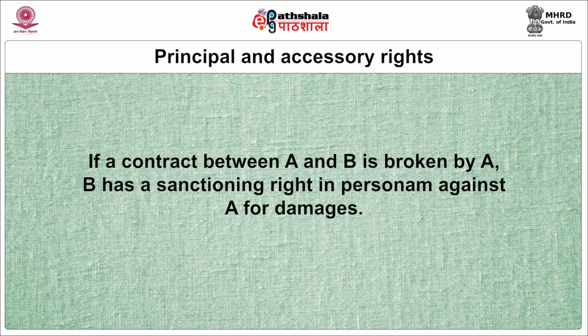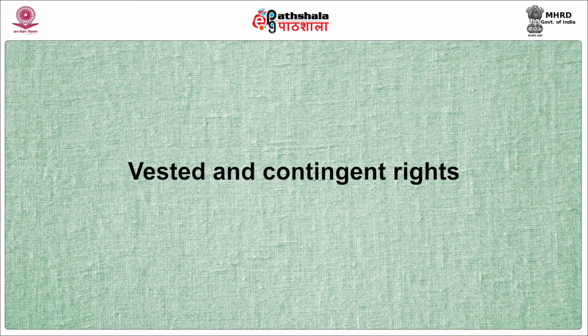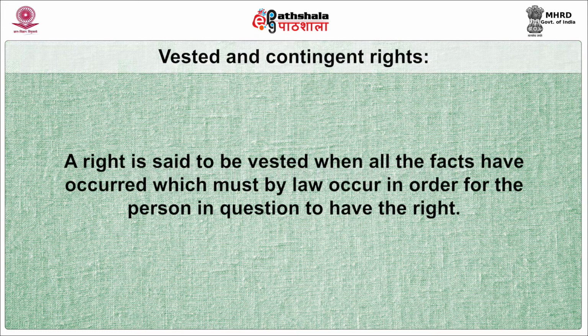If a contract between A and B is broken by A, B has a sanctioning right in personam against A for damages. Vested and contingent rights. A right is said to be vested when all the facts have occurred which must by law occur in order for the person in question to have the right. A right is contingent when some but not all of the vestitive facts, as they are termed, have occurred.